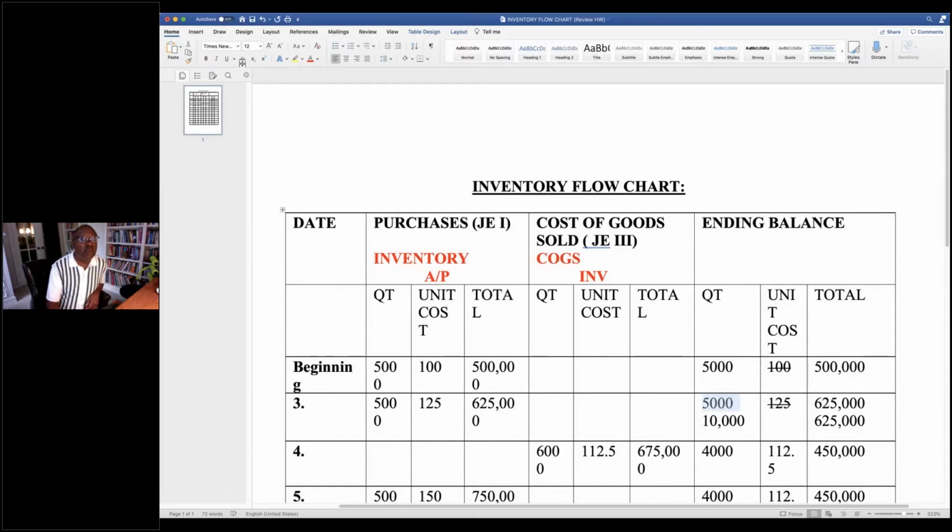What we're supposed to be doing, Mr. Jenkins, you add 500,000 plus 625,000. Then you're going to get, I think, 1,125,000 and divide that by 10,000.